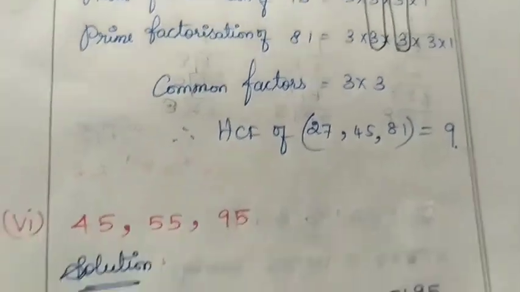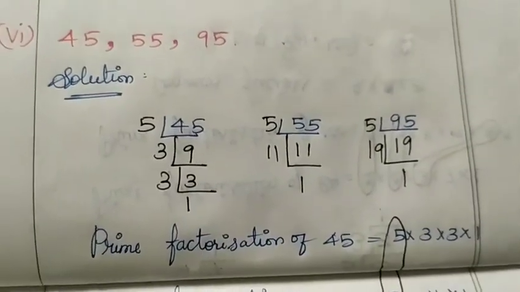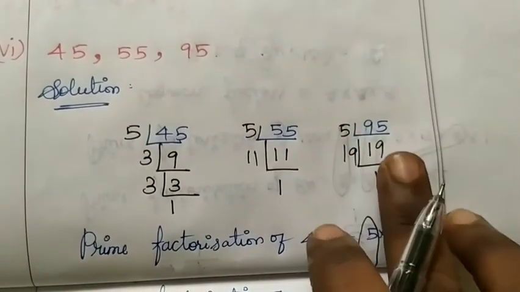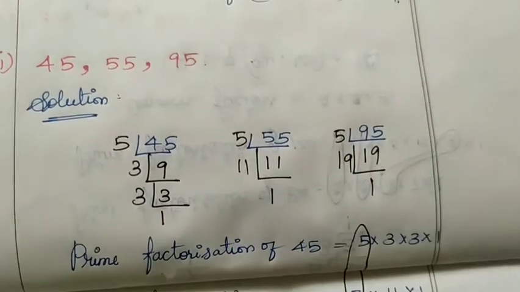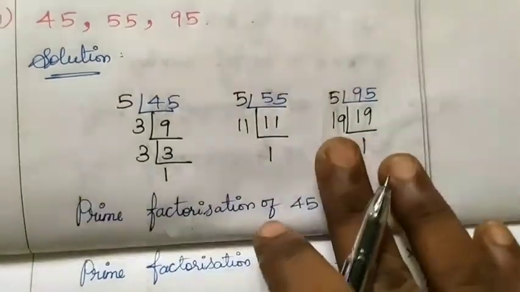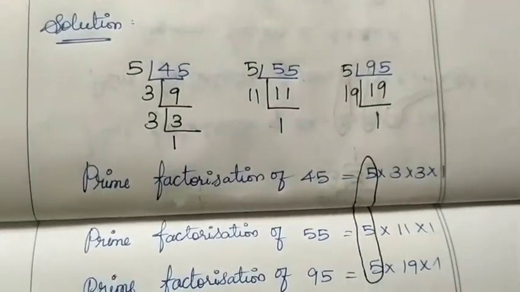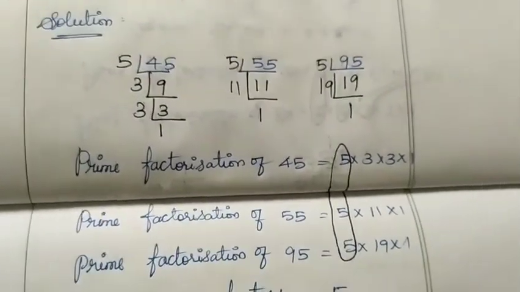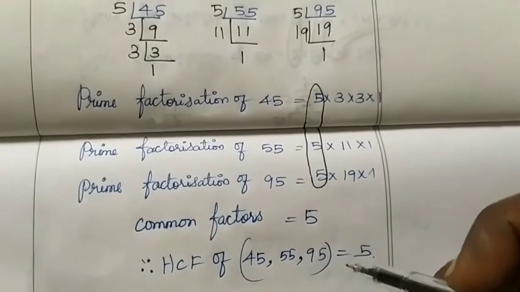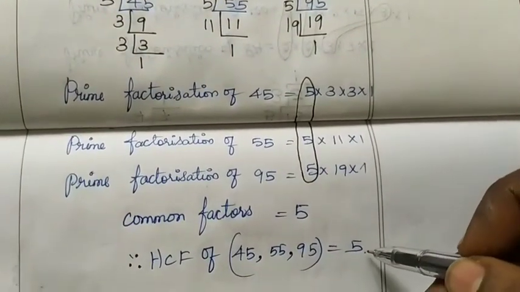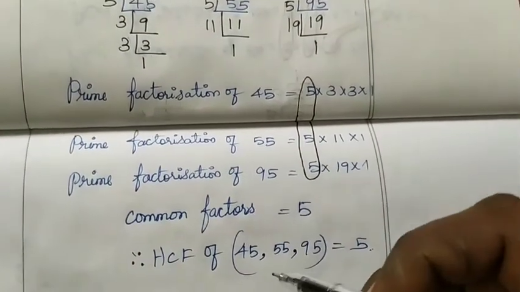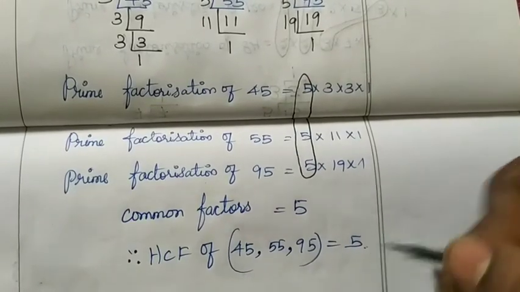Go to the next question, also the same. 45, 55, 95. You need to refer to the same method as the previous sum. In this question finally we get the answer, number 5. The HCF of 45, 55 and 95 is 5.